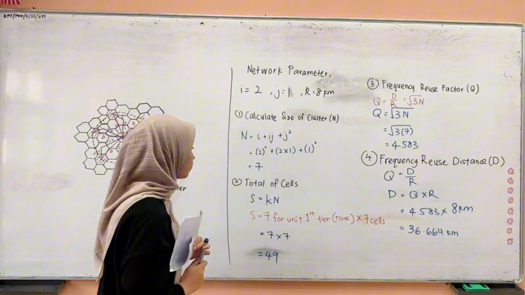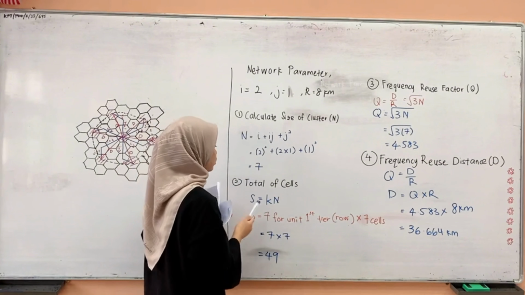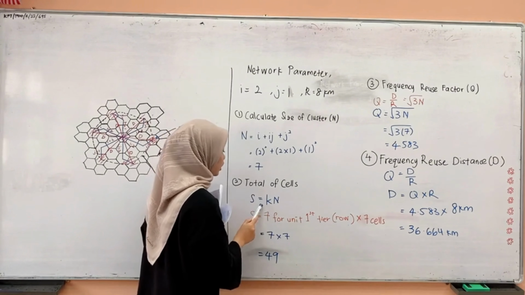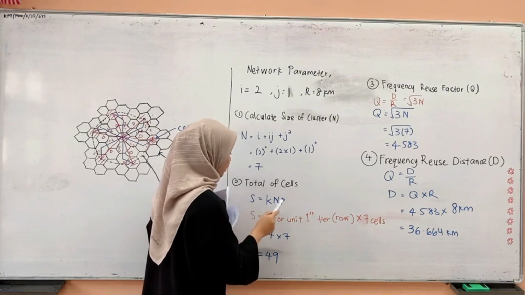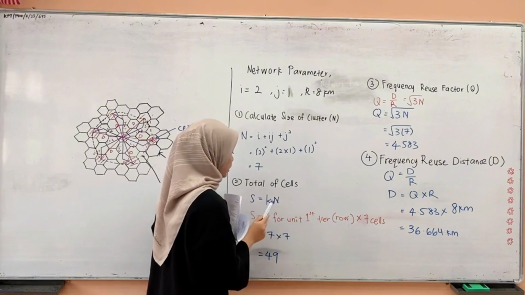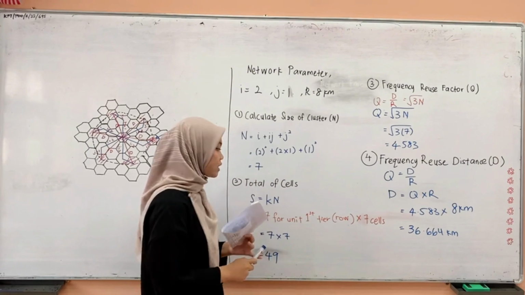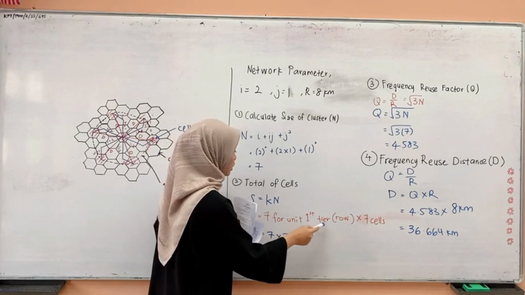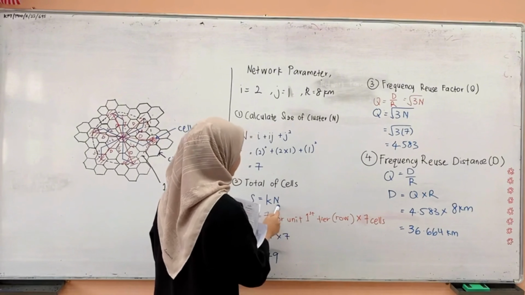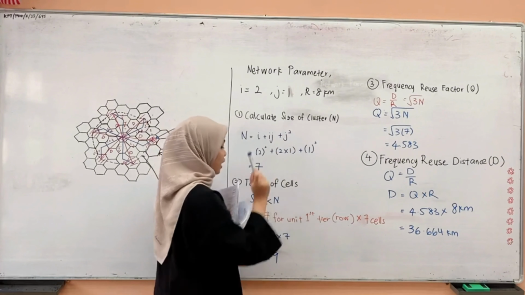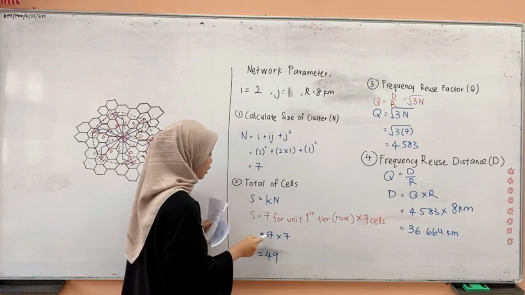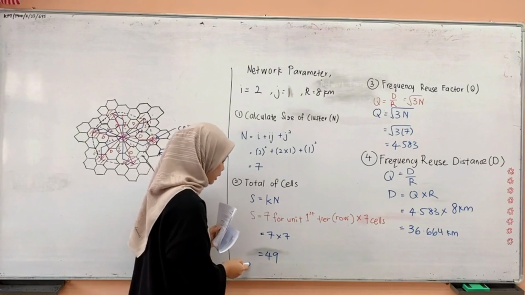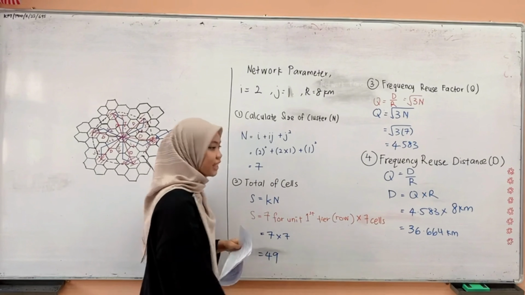Next, we solve for the total offset, where S equals K multiplied by N. K is the number of units for the first tier. So we know K is 7 for the first tier in a row, and N is the size of the set. So S equals 7 multiplied by 7. So the total is 49.